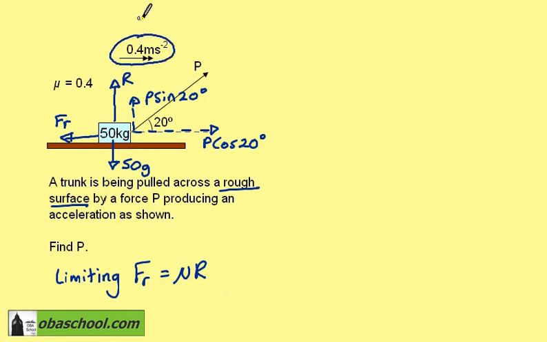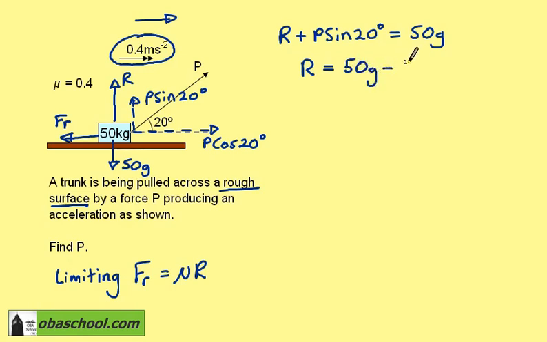Since the acceleration is all to the right, it follows the vertical forces must be in equilibrium. The forces upwards, the R and the P sin 20, must be equal to the weight downwards. So we can write down that R plus P sin 20 must be equal to 50g. We're interested in R, so R would be 50g take away P sin 20.